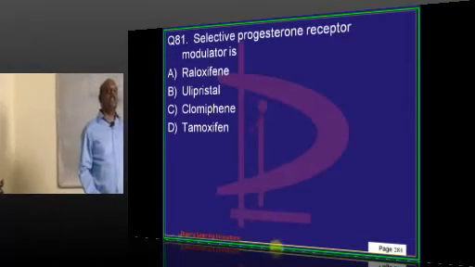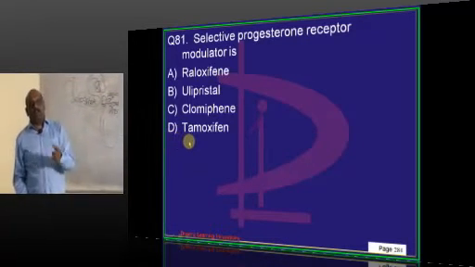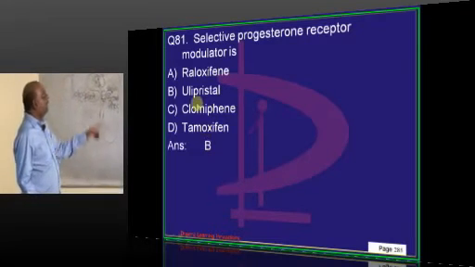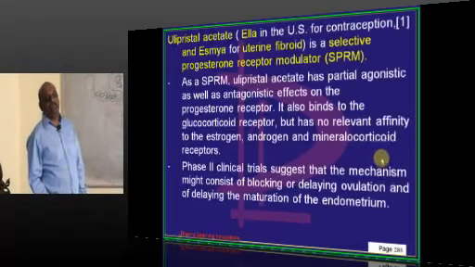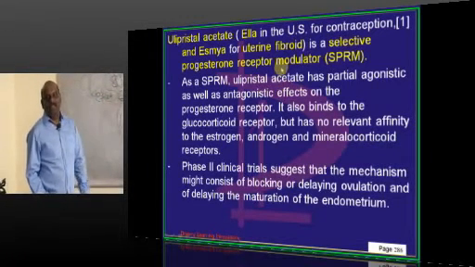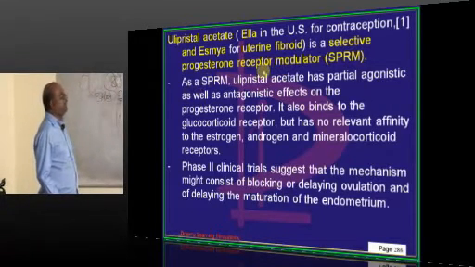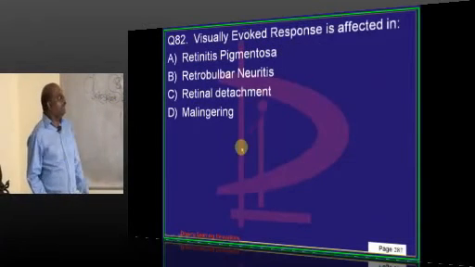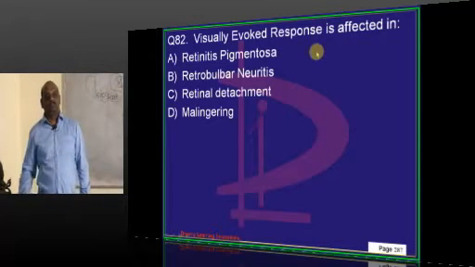Then what is selective progesterone receptor modulator? If you take tamoxifen, raloxifene, etc., what are they called? SERMs. Selective estrogen receptor modulator. Ulipristal is called a selective progesterone receptor modulator. It is also called Ella in the US. Ella is used as a contraceptive, and it is a selective progesterone receptor modulator is what you need to basically understand. Then doctor, visually evoked response, where will it get affected?